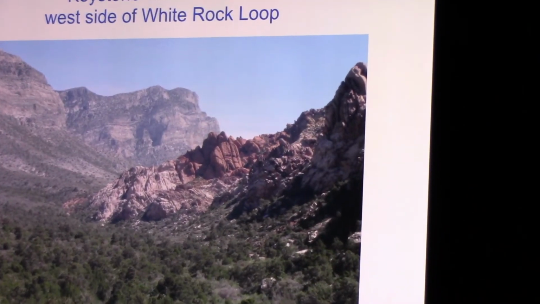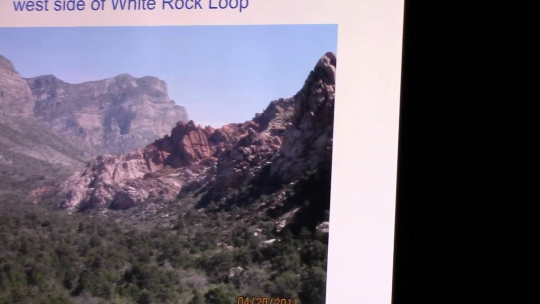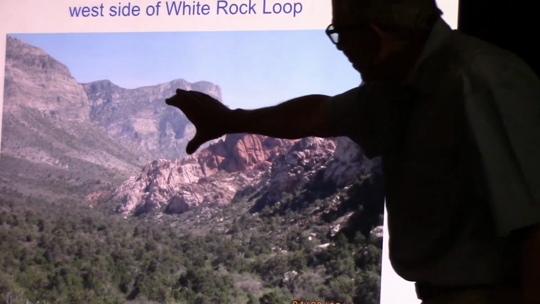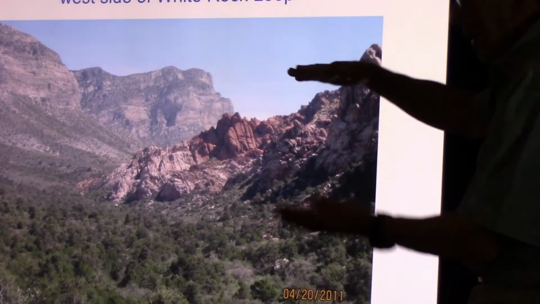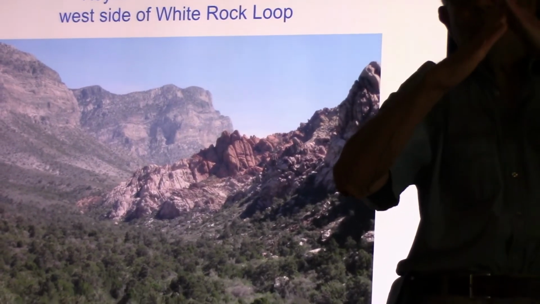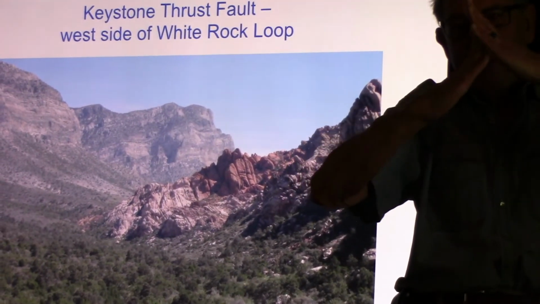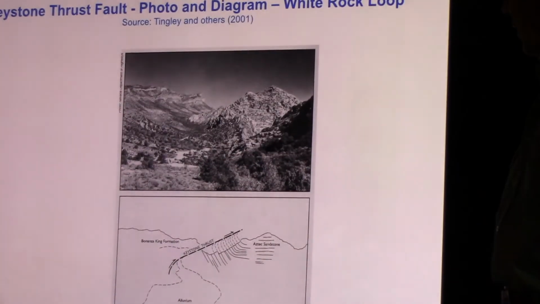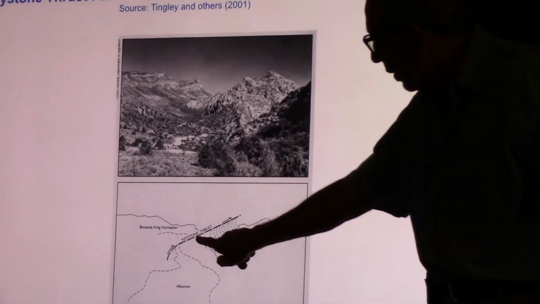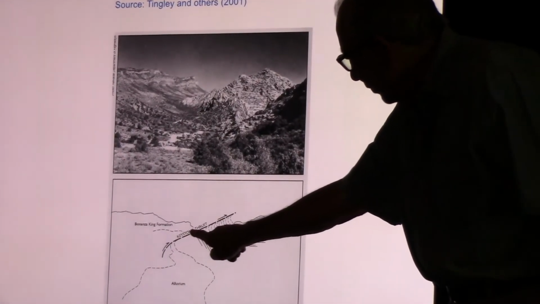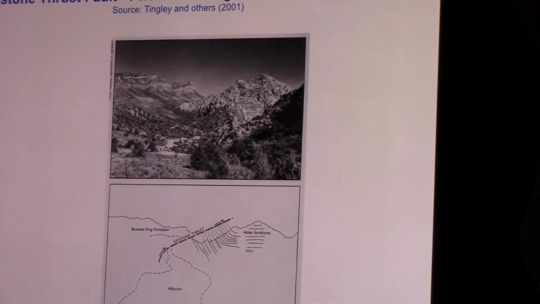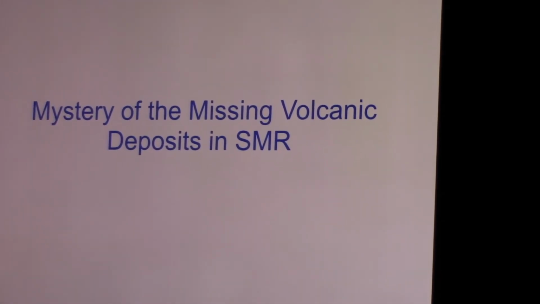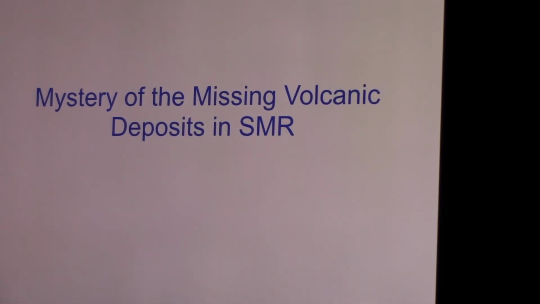Okay, and this is on the east side of the White Rock Loop in the NCA. Notice how the formations are bent up like that, because the limestone was over the top of it, and it just pushed the rock up. Can you imagine the rocks bending like that? Just bent like that. That's what happens. Here's a cross section to show. So the limestone was over the top of it, bending the rocks up. So finally, the mystery of the missing volcanic deposits in Spring Mountain Ranch.